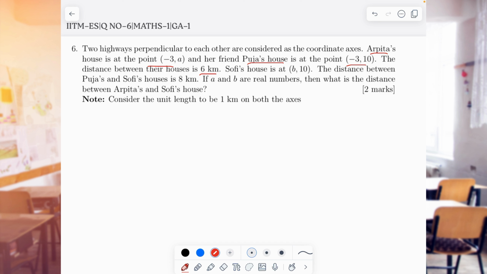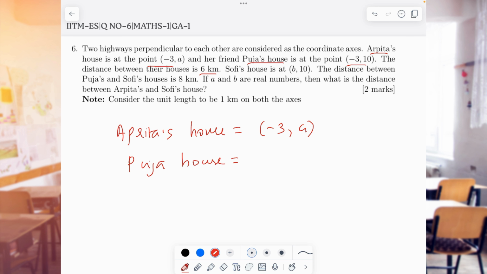Okay. So from this we are writing the content. So Aprita's house is at the point minus 3 comma a. All right, and Pooja's house is at the point minus 3 comma 10. All right, so the distance between, in short form writing d, between Aprita and Pooja house, it is 6 kilometer.